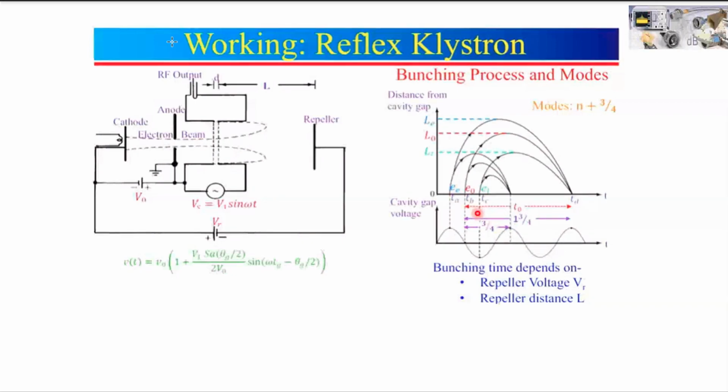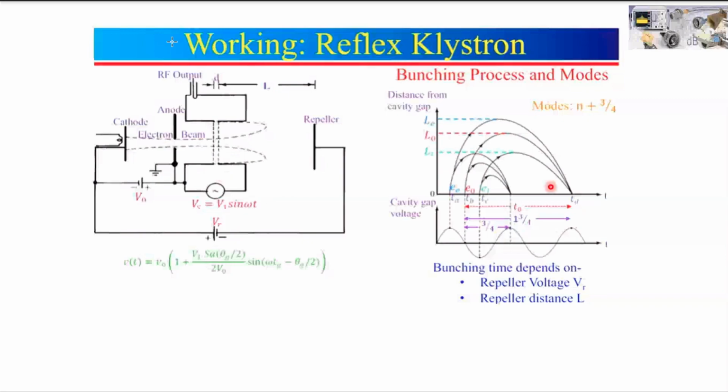And the electrons which enter this cavity gap with zero gap voltage, their velocity will not be changed. So all these electrons will have different velocities as they enter the repeller stage. The same phenomenon is taking place here: velocity modulation and current modulation take place, which form bunches, and these bunches follow a voltage given to your repeller, and after the retarding force, they are given back to your cavity.